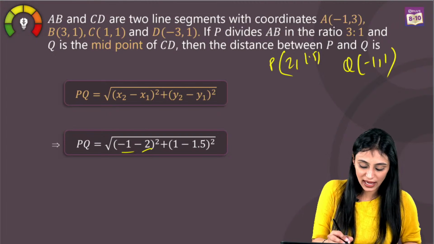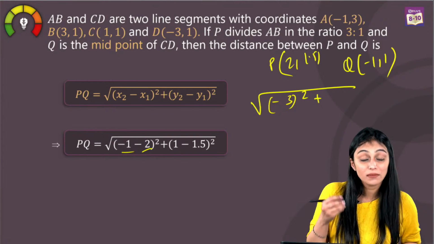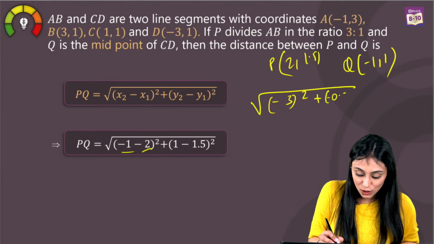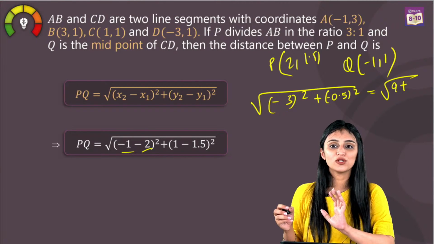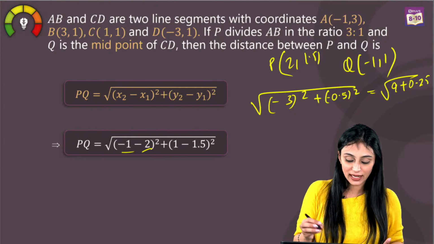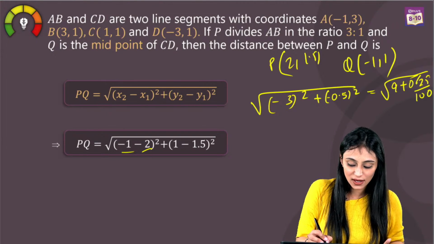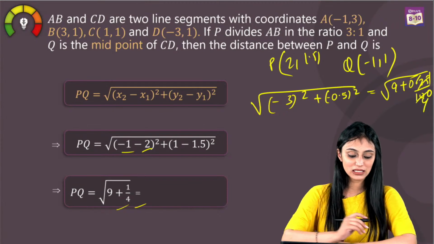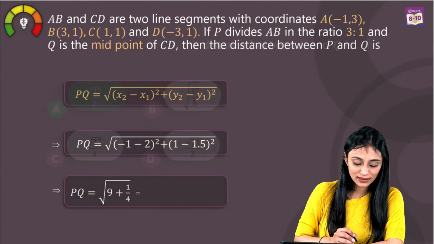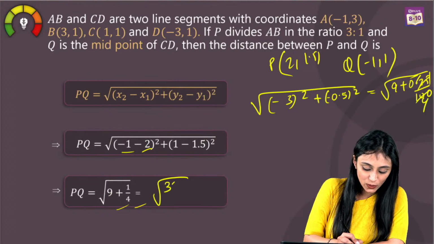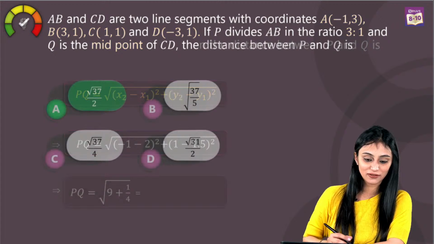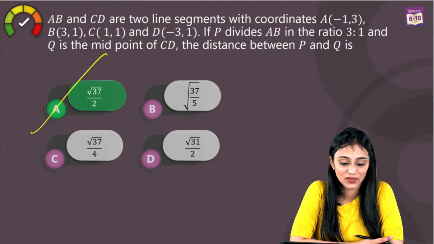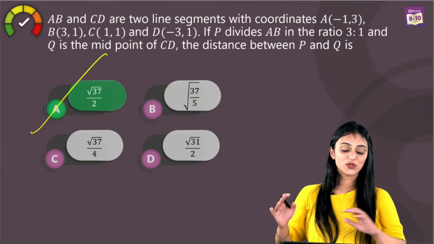Now let's just simplify this. So we have here minus 3 square and 1 minus 1.5, that's going to be minus 0.5 whole square. So what do we get here? We have 9 plus (minus 0.5) whole square, which will give us 0.25, correct? 0.25, if I remove the decimal, that's 1 by 4. We have square root of 9 plus 1 by 4. Let's simplify this, and you get (36 plus 1) by 4, and that's 37. So root 37 remains as it is, and we have 2 in the denominator. That would be our final answer. That's option A. So option A is the right answer for this.